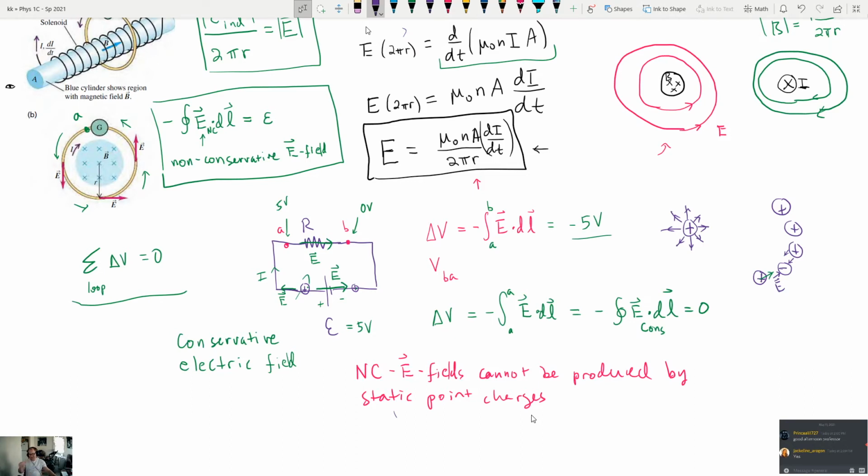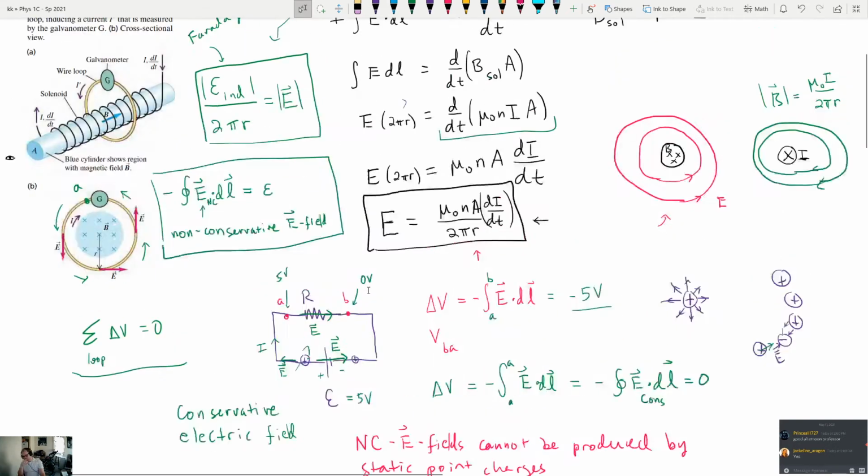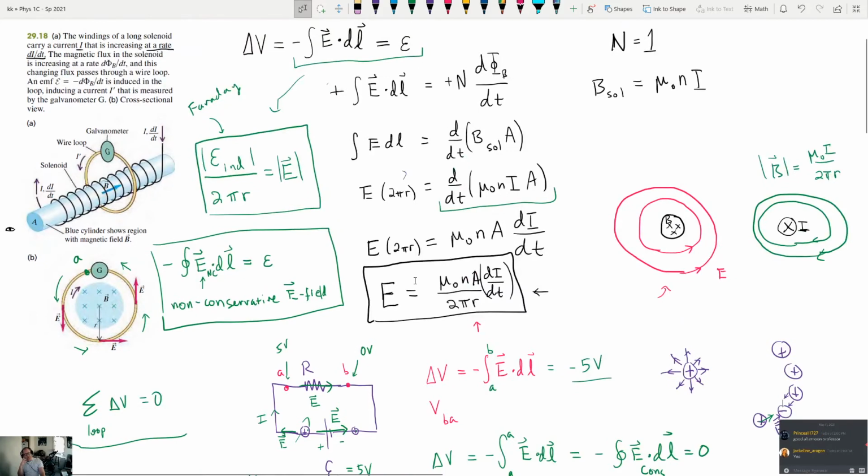Okay, does this all make sense? I know this stuff is really tricky. Physics 1C is pretty difficult stuff, and I'm just doing my best to present these ideas, hopefully in a way that you can understand.